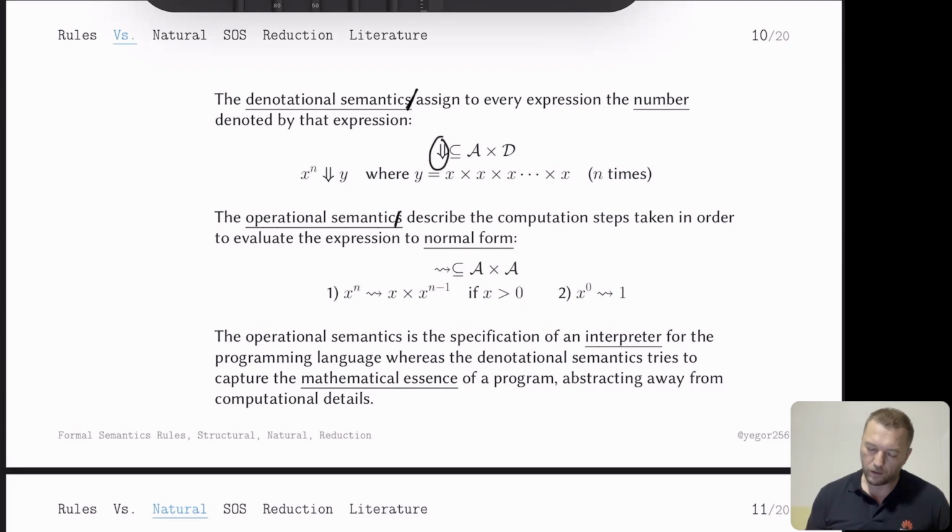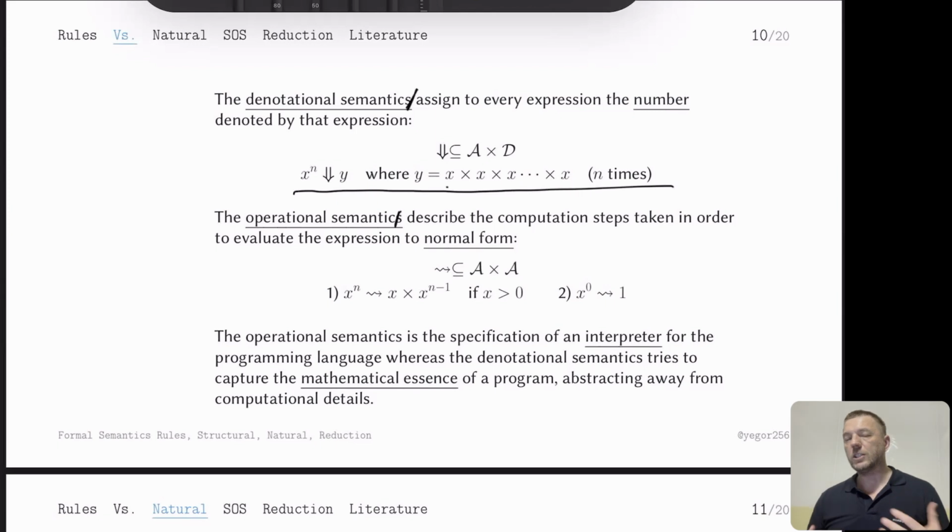For example, you say x to the power n goes to y, where y is x multiplied n times. So this is the expression which you can see when the denotational semantic is used, and we try to explain the meaning of a program using that kind of a semantic. So all our transitions happen in the inference rule. We're always going to use inference rules. So something stays on the top, something on the bottom.